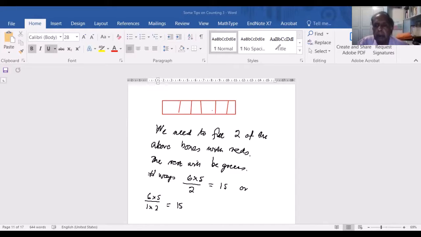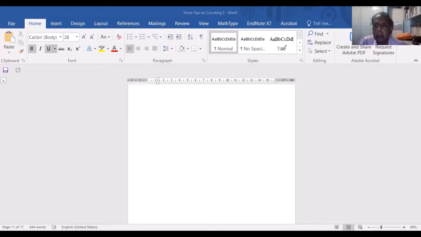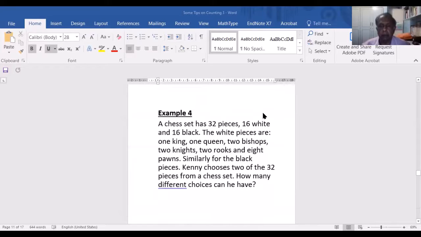All right, so if you get on to the next problem now, example 4. A chess set has 32 pieces, 16 white and 16 black. The white pieces are, all right, now if you played chess, then you will know what the pieces are, but I'm going to explain to you what the chess pieces are.